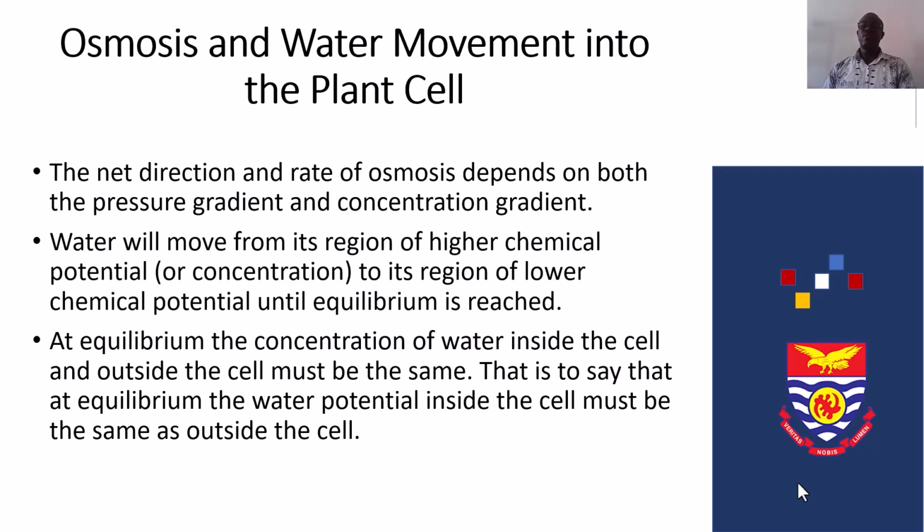Water will move from its region of higher chemical potential or concentration to its region of lower chemical potential until equilibrium is reached. At equilibrium, the concentration of water inside the cell and outside the cell must be the same. That is to say that at equilibrium, the water potential inside the cell must be the same as outside the cell.